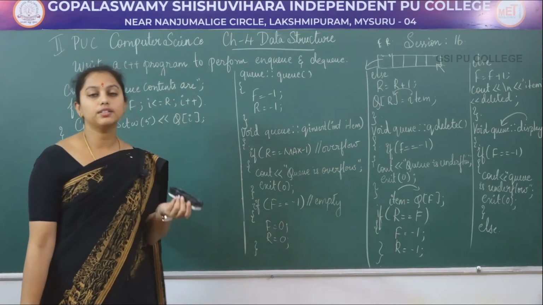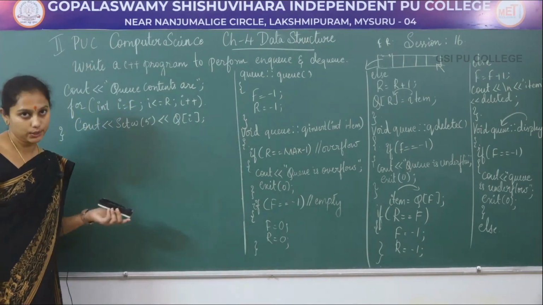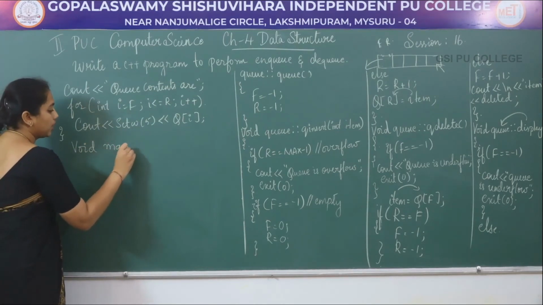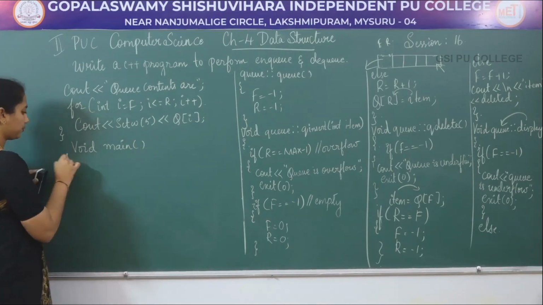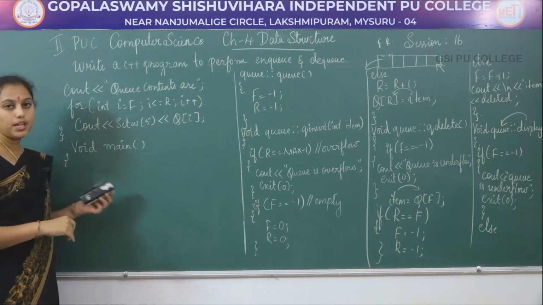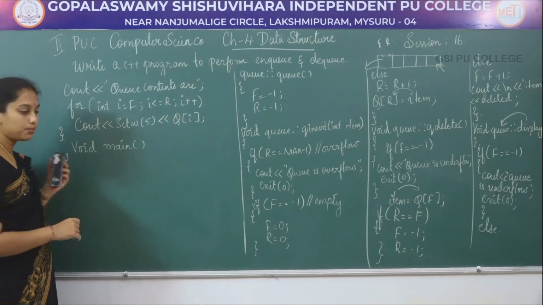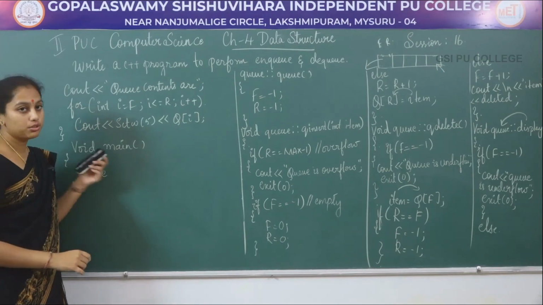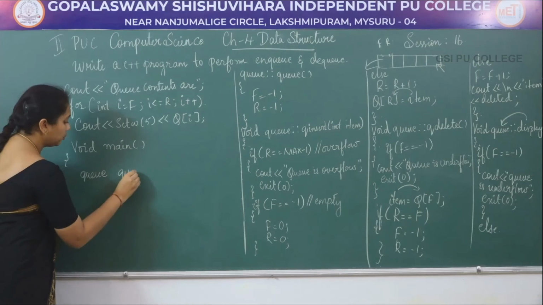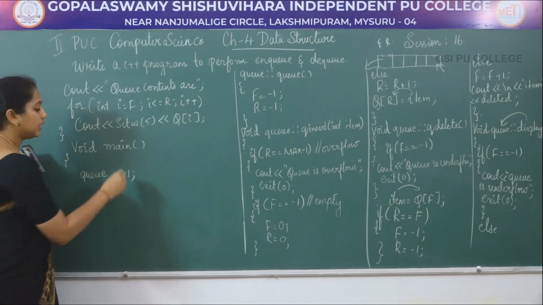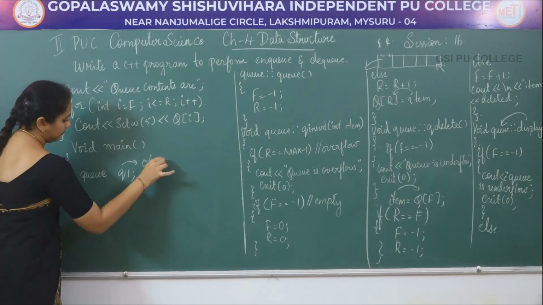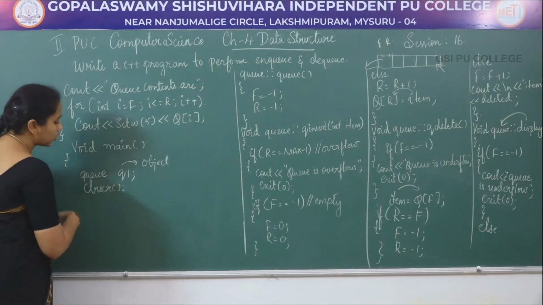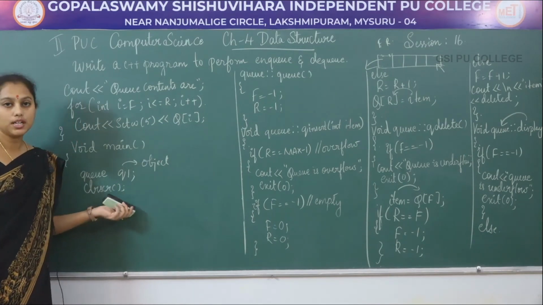Now we have to create the objects for the class called queue. In the main function, I am going to create an object for the class queue. How to create an object? First the class name followed by the object name. The class name is queue, and I am going to create an object called Q1. Q1 is the name of the object. The clear screen function clears the contents of the previously generated output on the display screen.